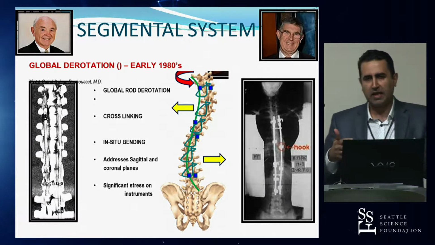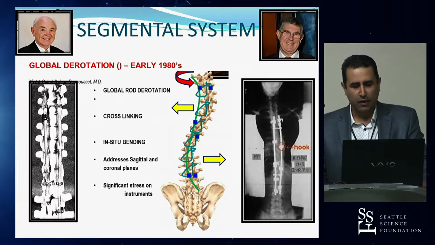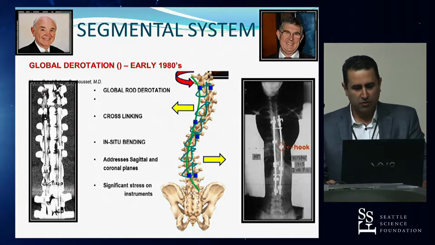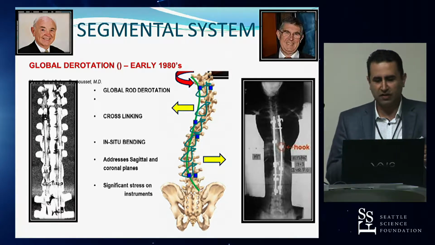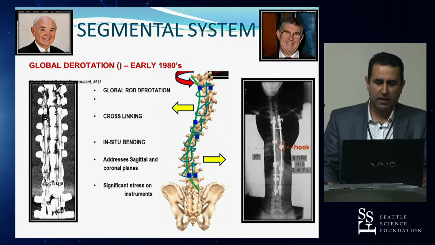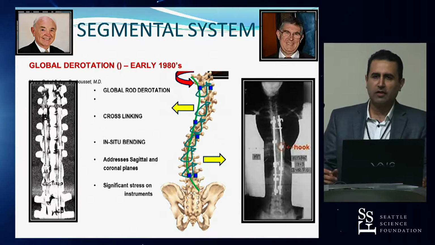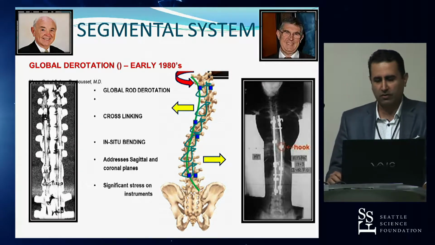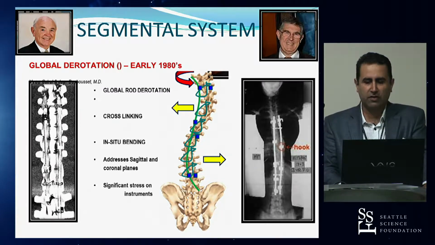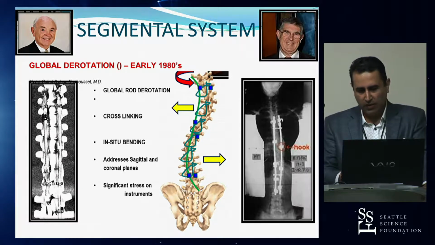at an off balance or sagittally to one side, set it in motion, and then through the use of in situ bending, of then rotating that rod globally, using wires, cross-linking with the wires as possible, addressed both the sagittal as well as the coronal planes. But of course, there were significant stresses on these instruments, particularly with the inability to really move the screw.